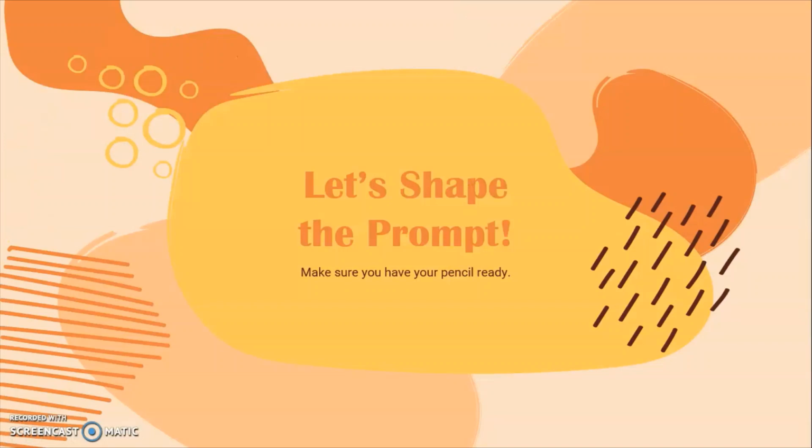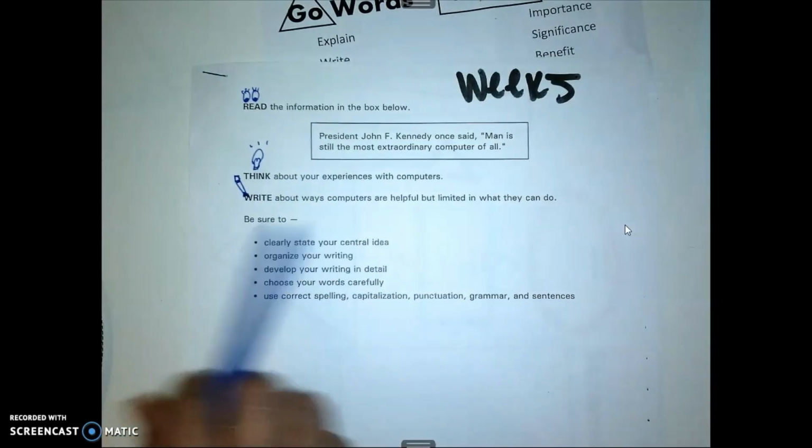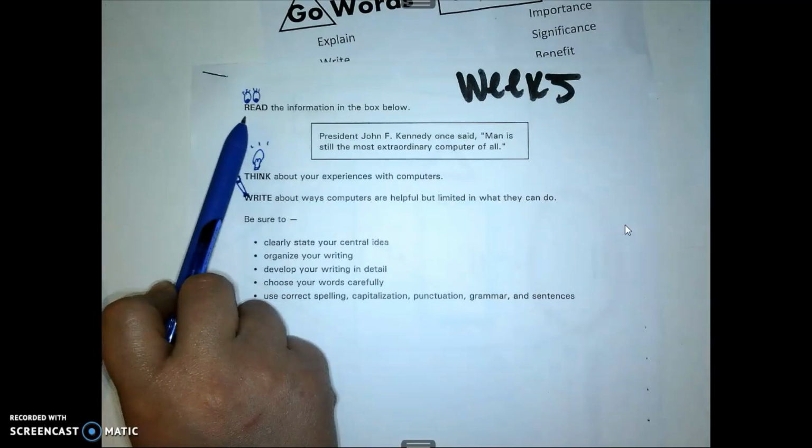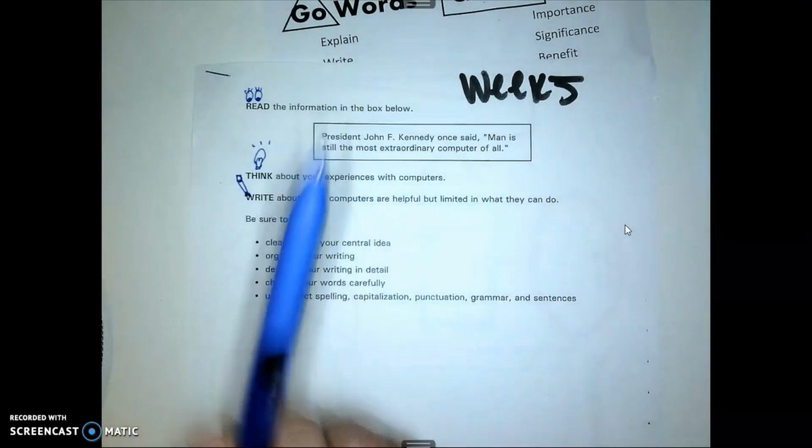Okay, without further ado, let's go ahead and shape the prompt. Make sure you have your pencil ready. Let's go ahead and go through the steps before we start shaping. Let's start right here at read. Read the information in the box below.